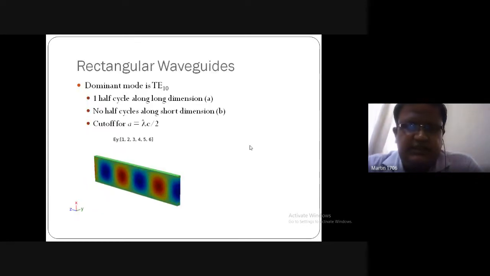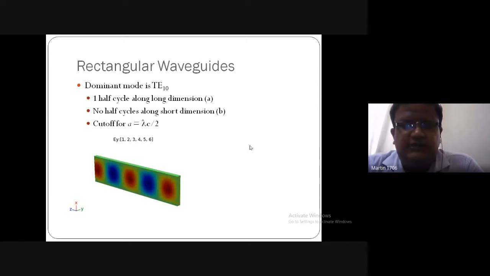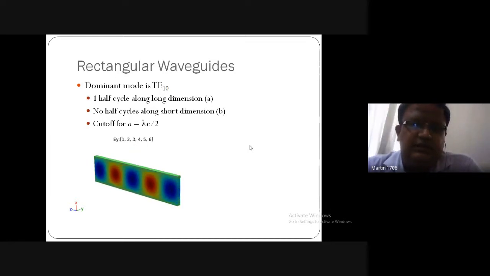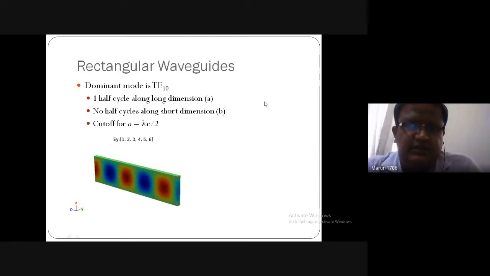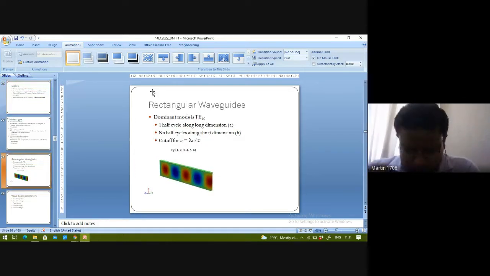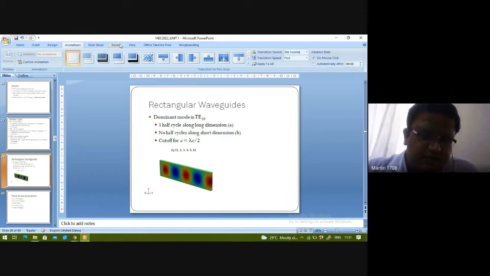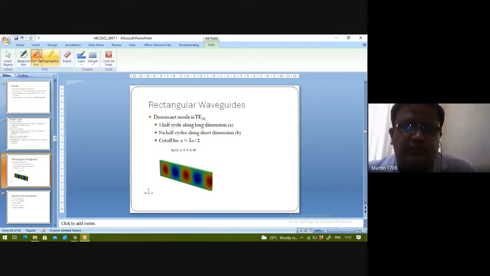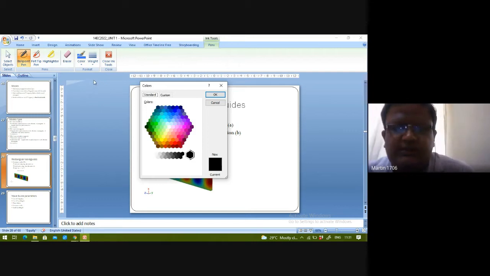You can see that in the dominant mode, the wave goes in this direction only, in two dimensions. So at that condition, the condition has been given like this, TE10. They have mentioned a 10 suffix. Basically, what are all the modes that will be there.